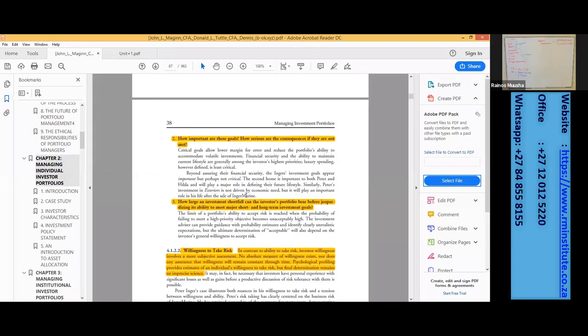Then the next question would be to ask how large an investment shortfall the investors' portfolio can bear before jeopardizing the ability to meet major short-term and long-term investment goals. They say the limit of the portfolio's ability to accept risk is reached when the probability of failing to meet a high priority objective becomes unacceptably high. So the investment advisor can provide guidance with probability estimates and identify clearly unrealistic expectations, but the ultimate determination of acceptable will also depend on the investors' general willingness to accept risk.